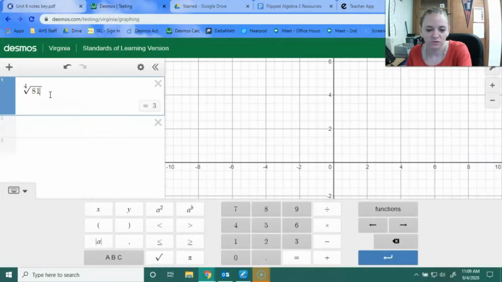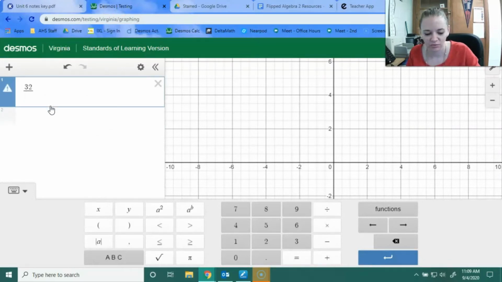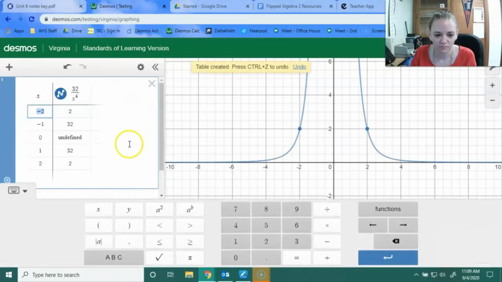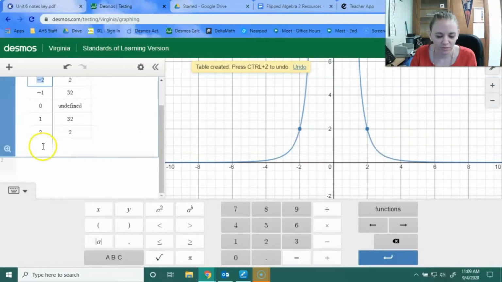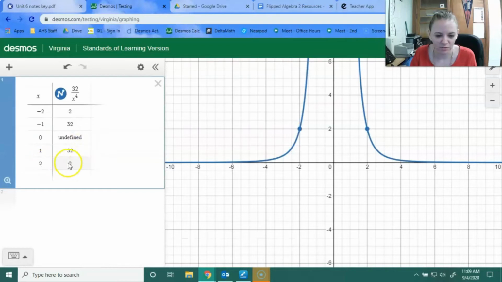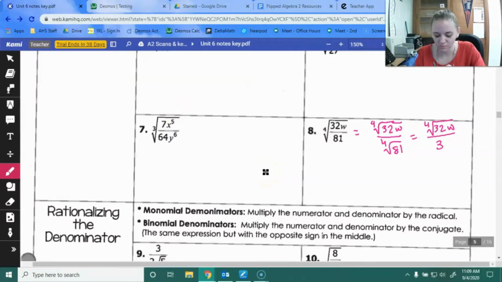Now we're going to go back and do our little trick. 32 divided by x to the 4th. Ooh, we got a 2 and a 2, and I'm pretty sure that that's all we're going to need, 2 and 2. So that was 2 radical 2. So that's just this part right here.